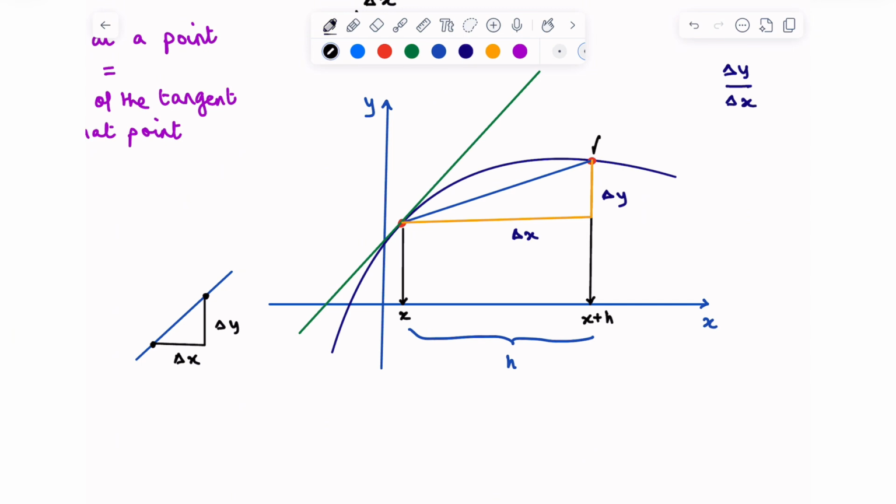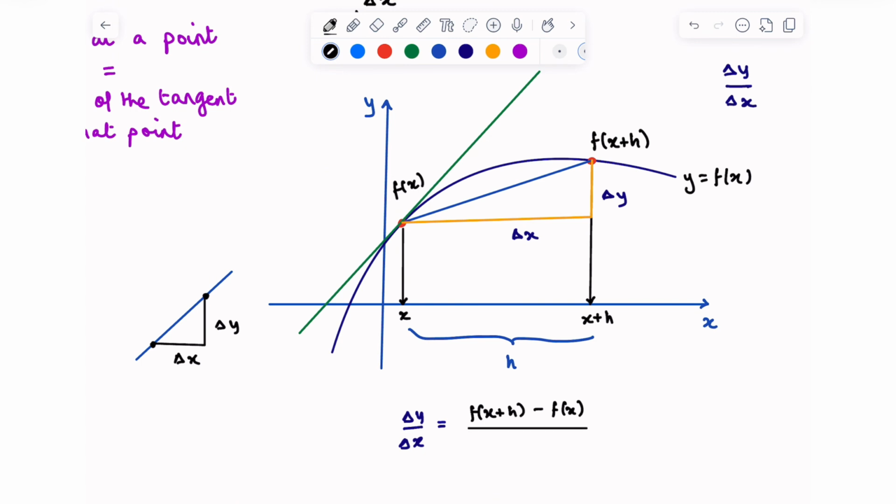Well, what is the change in y? I know that this point here is just going to be f of x plus h, given that this is y equals f of x. And I know that this point here is just f of x. So let's work out what change in y over change in x is. Change in y is just f of x plus h minus f of x.